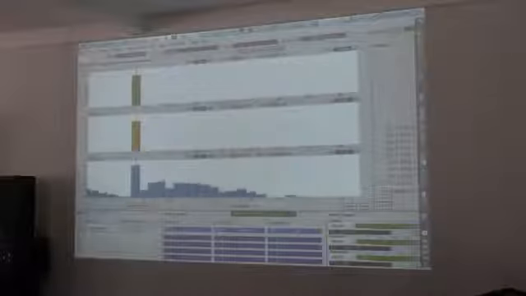I will play 100 Hertz. This is 100 Hertz. Can you hear 100 Hertz in the last rows? Okay. Then I can change the frequency.